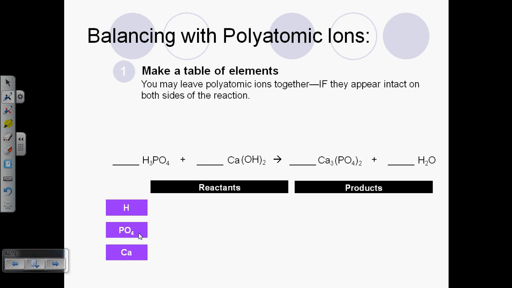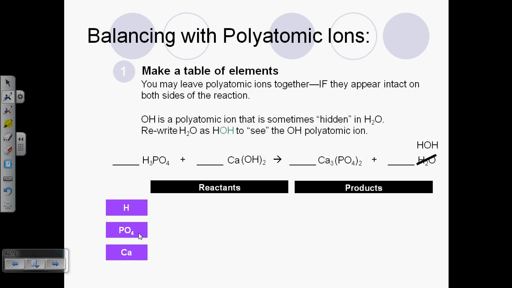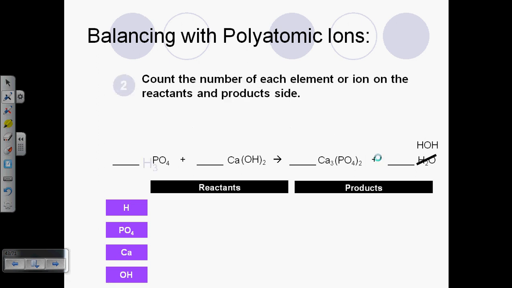So here we're going to look at our hydrogens. Okay, if we want to rewrite our water as HOH, that will make it easier for us too because we have an OH here and now we have an OH here. And so we could now put OH down here in our chart. So a lot of times it's easier to rewrite your water that way. So we look at our hydrogens. We've got 3 on the reactant side, 1 on the product side because this part here is now an OH.